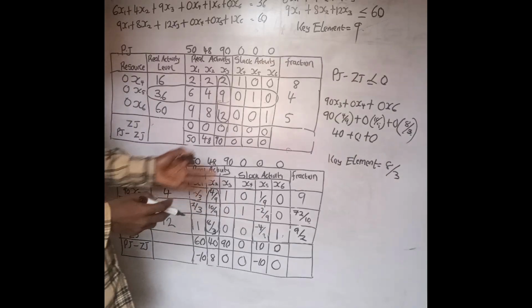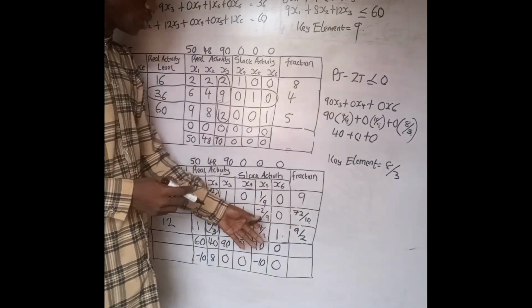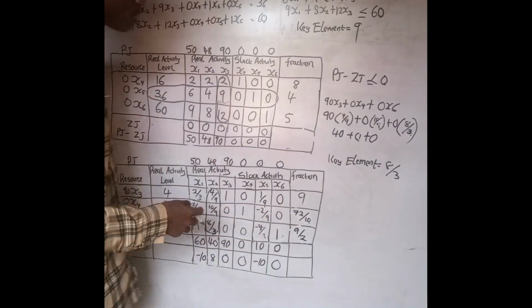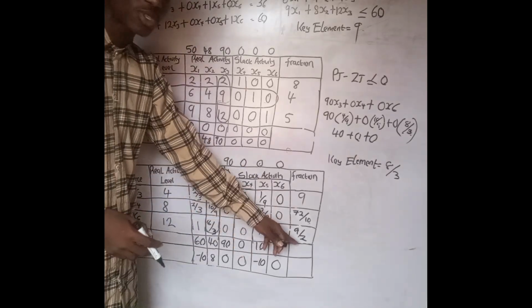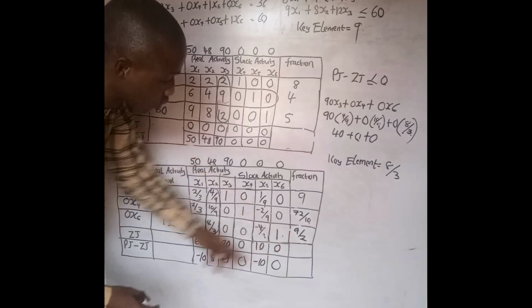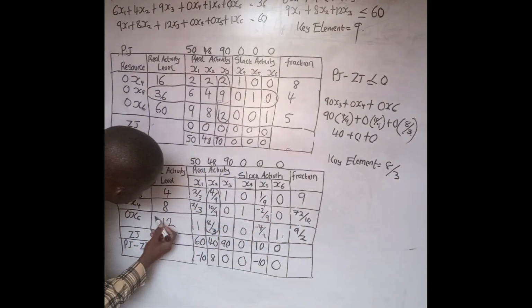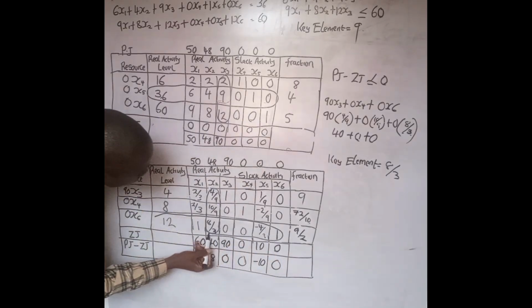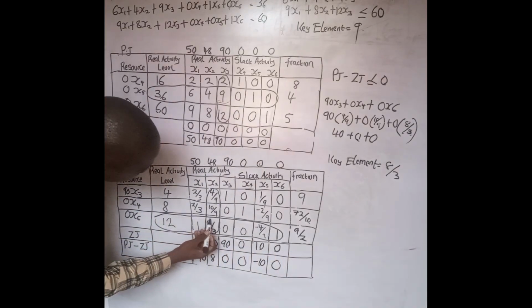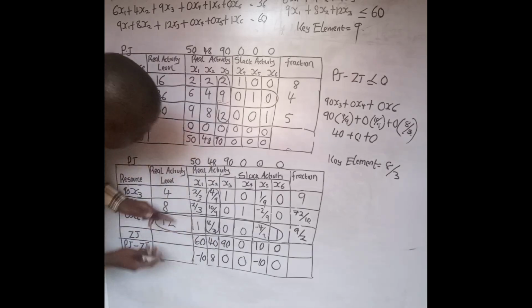You are going to be choosing the least positive value here. So the least positive value is 9 over 2, because by the time you change this to fraction, you realize that this is 4.5, 7.2, and this is 9. The least positive value is 9 over 2. So therefore, this row will be my key row.